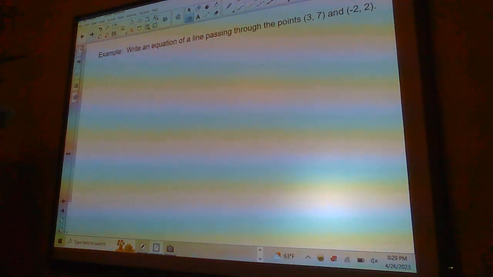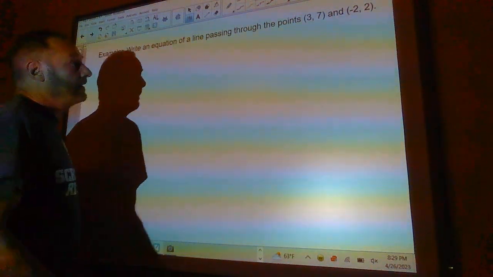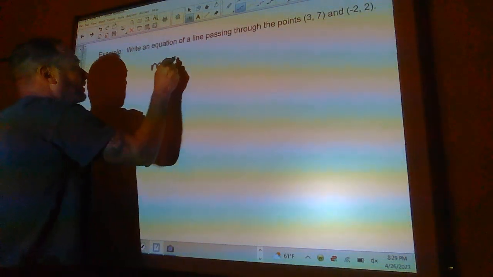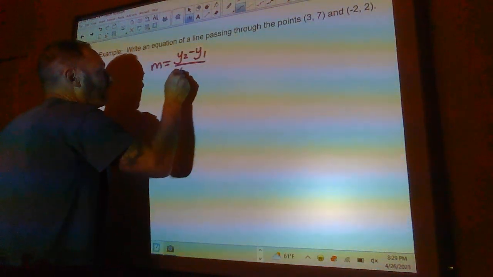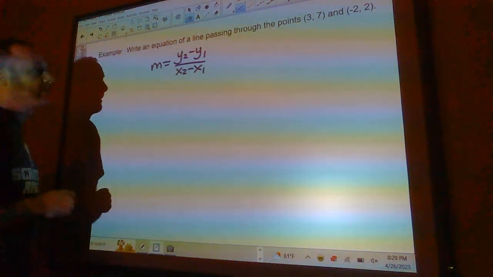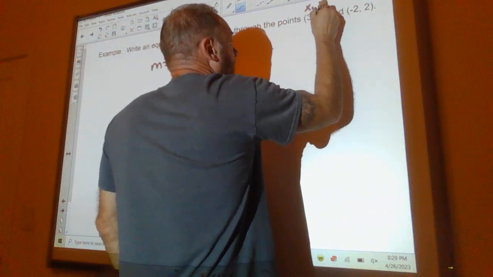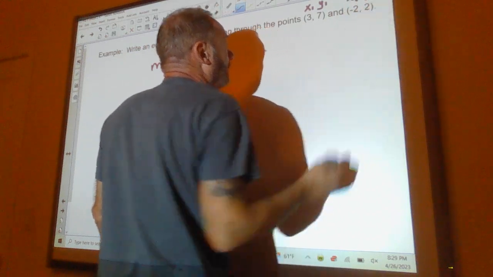All right, write an equation of a line passing through the points 3, 7, and -2, 2. Okay, so on this one, I don't know the slope. I'm going to calculate the slope. So I'm going to get my slope formula. M equals y2 minus y1 over x2 minus x1. So if you like to label things, sometimes this is easier for people. There's x1, y1, and x2, y2.